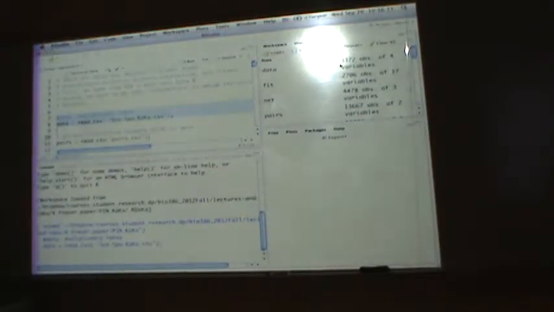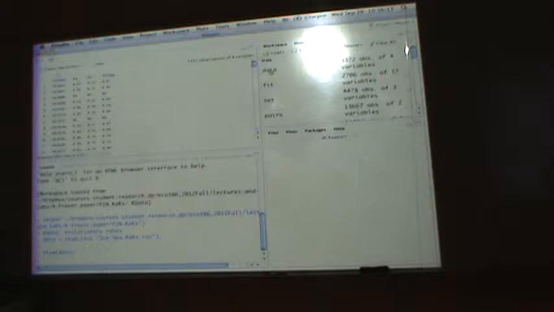So I run this. There, the data on my upper right, I can now see data. That's the evolutionary distance data: KA, KS, and Omega.